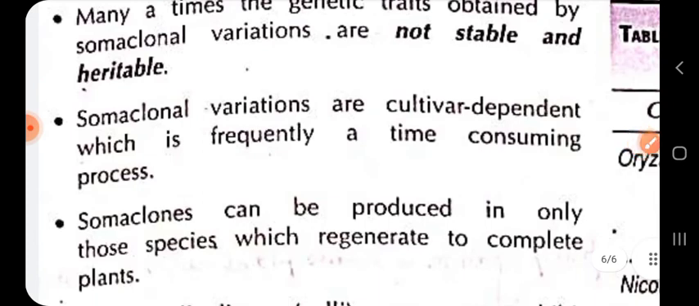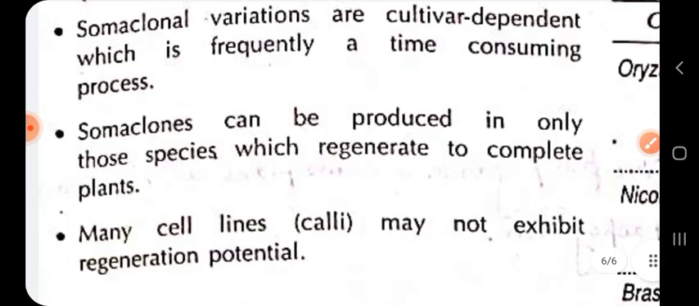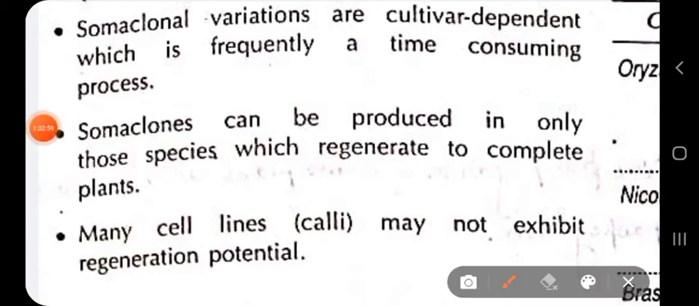Somaclonal variations are cultivar dependent, which is frequently a time consuming process. Yes, we need labor. It is a cultivar dependent process. Somaclones can be produced in only those species which regenerate to complete plants. So somaclones can only be obtained from cells which can regenerate to plants. Complete plants means what? Plants grown fully and capable of reproducing.